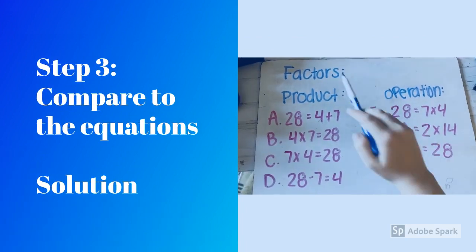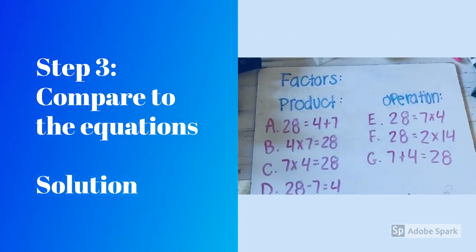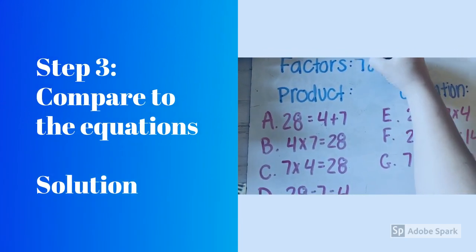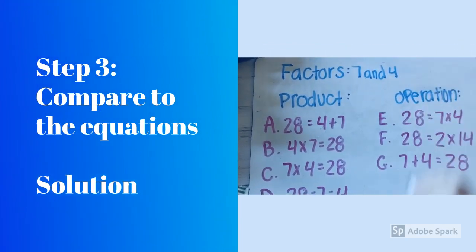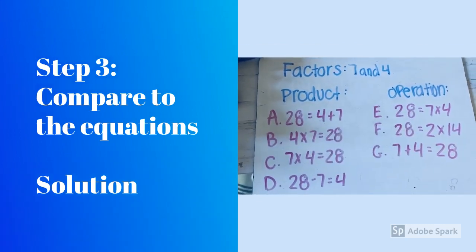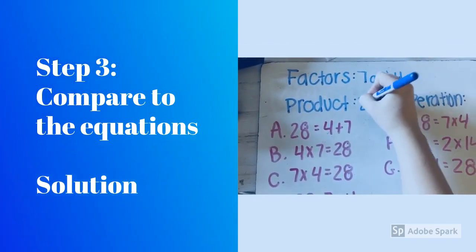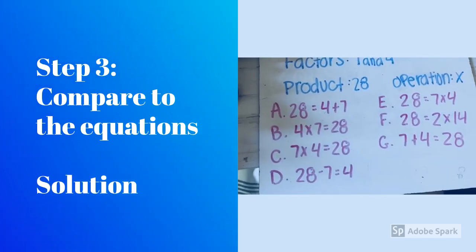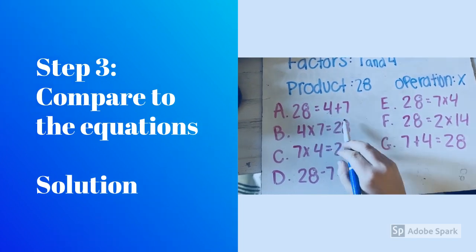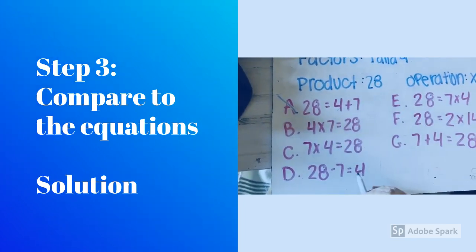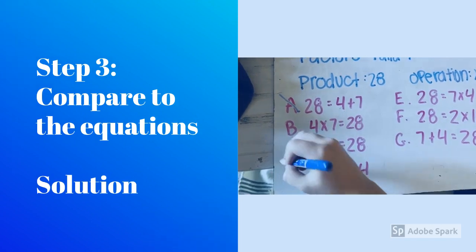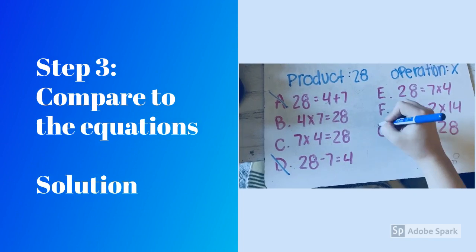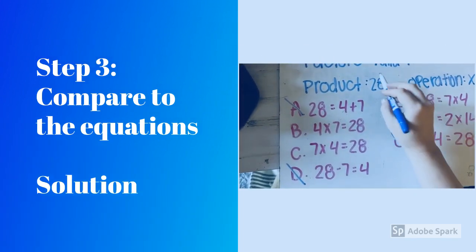Now we are going to pick the ones that match. First, we need to write down our factors, product, and operation. What are our factors? What is our product? And what operation are we using? We can eliminate anything that doesn't match that operation. A is plus, D is minus. G is plus. We just eliminated 3 answers.